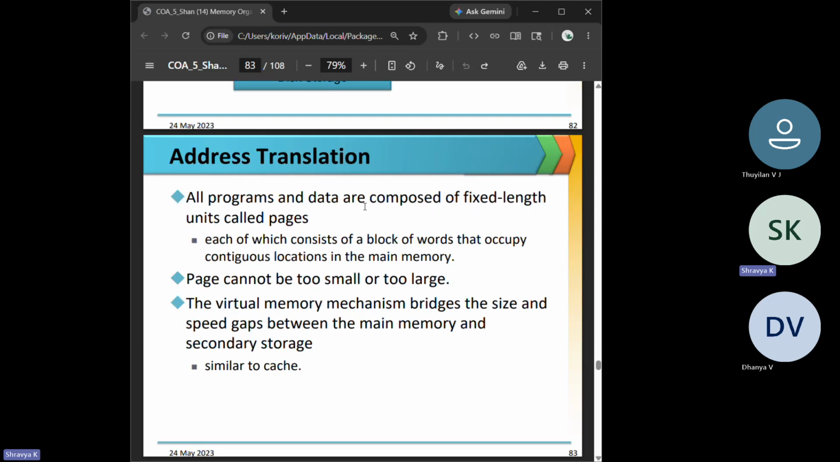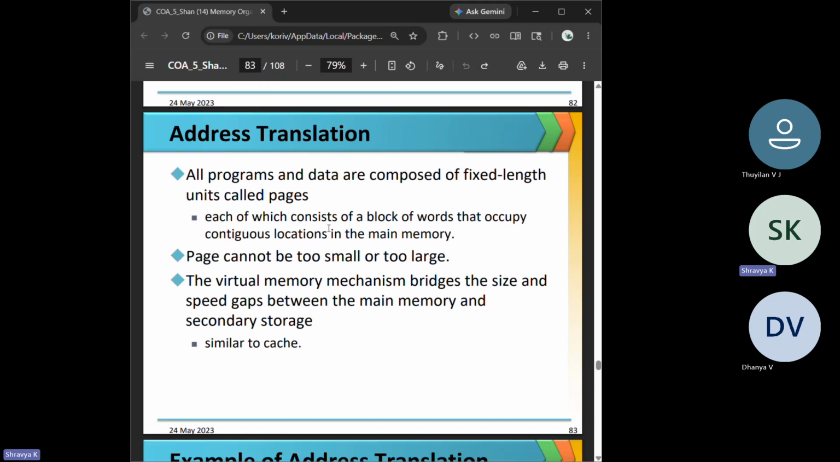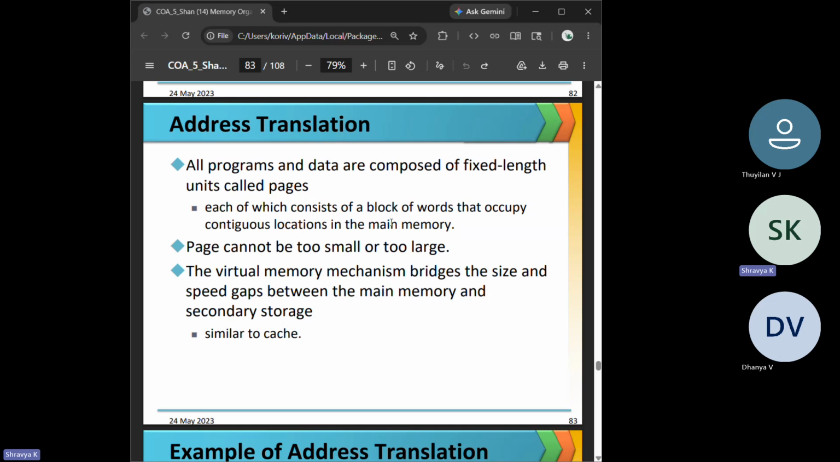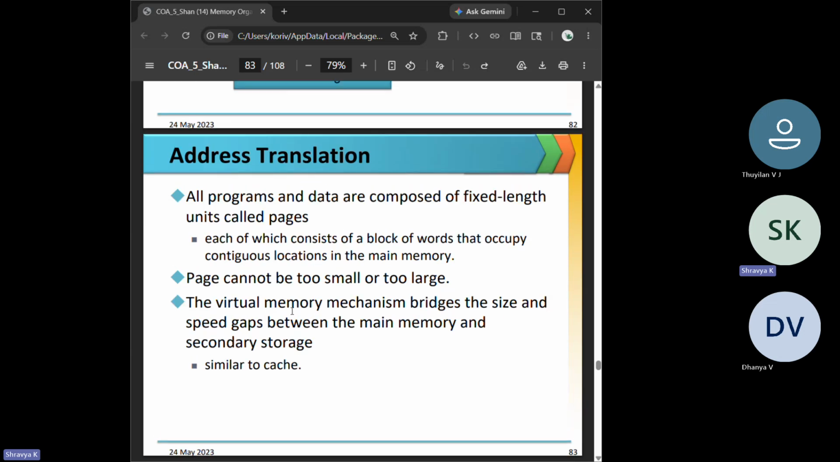All the programs and data are composed of fixed-length units called pages, right? Each of these pages consists of blocks of words that occupy contiguous locations in the main memory. The pages cannot be too small or too large. The virtual memory mechanism bridges the size and speed gaps between the main memory and the secondary storage. This is similar to what the cache was doing for us previously, as we were seeing.